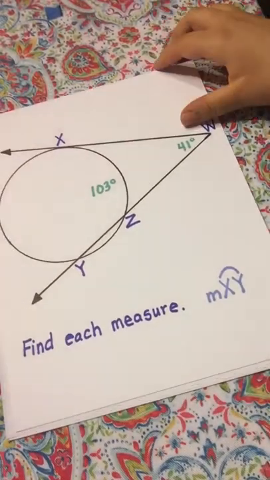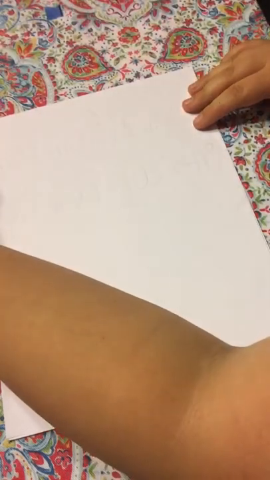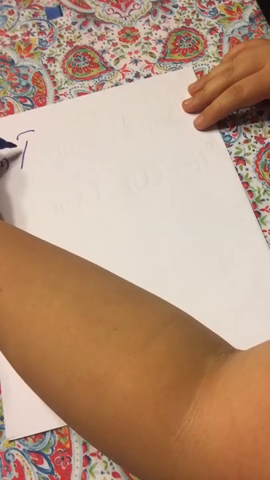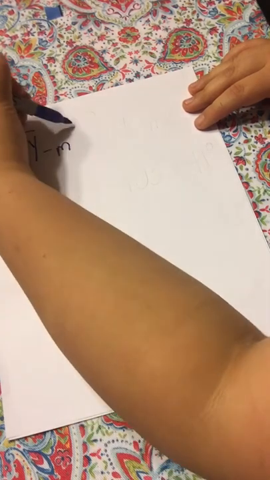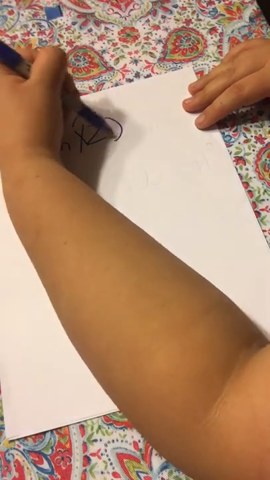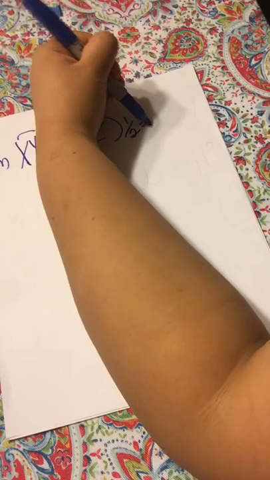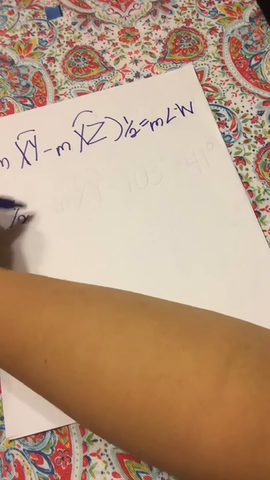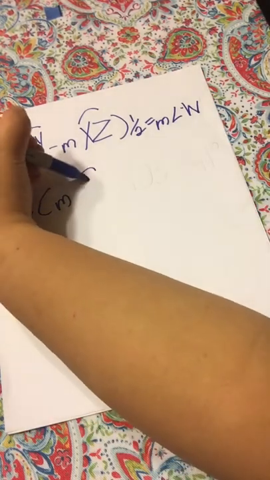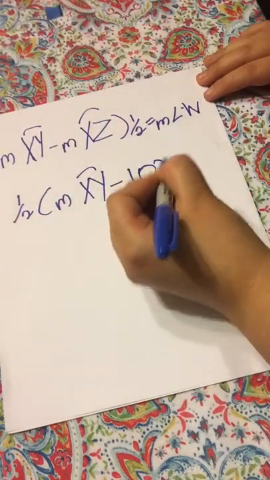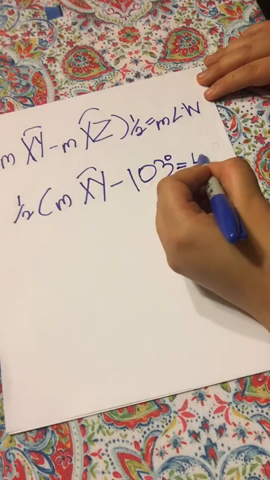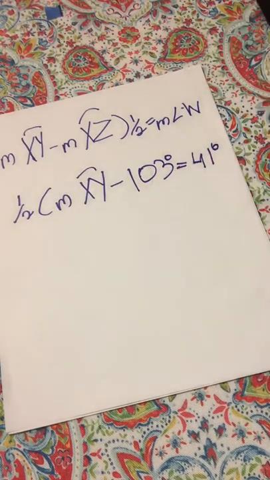But let's now plug the measures into our equation. 1/2 times the measure of arc XY minus the measure of arc XZ equals the measure of angle W. So 1/2 times the measure of arc XY minus 103 degrees equals 41 degrees.